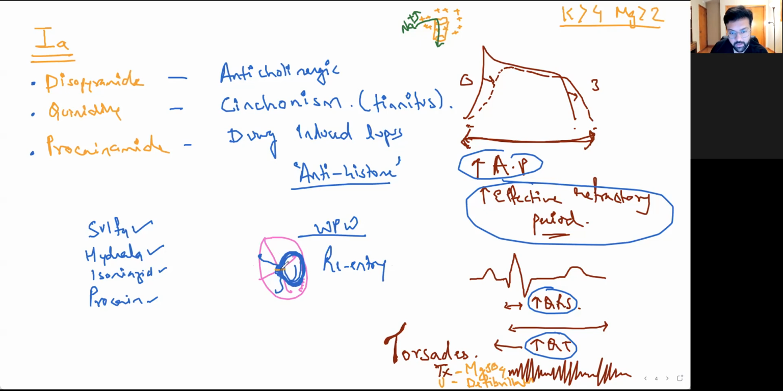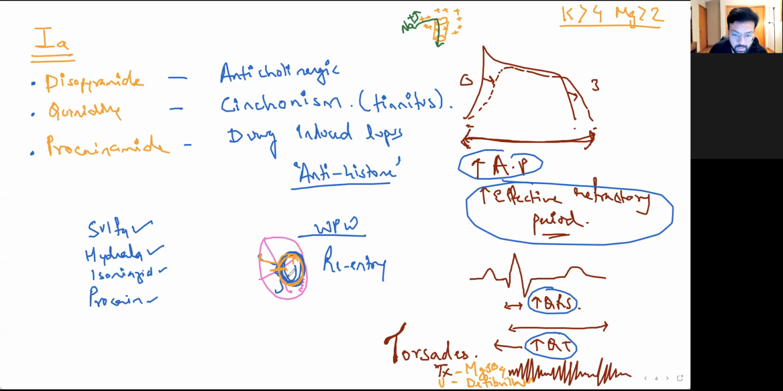If you block AV, it's more harm. When the SA node fires, now you cannot go through the AV node, it will go through the bundle of Kent and can further propagate. Now we have two kinds of re-entrant circuit, right? So you can go counterclockwise re-entry and clockwise re-entrant. They are like anterograde, retrograde. The clockwise and the counterclockwise re-entrant circuits.